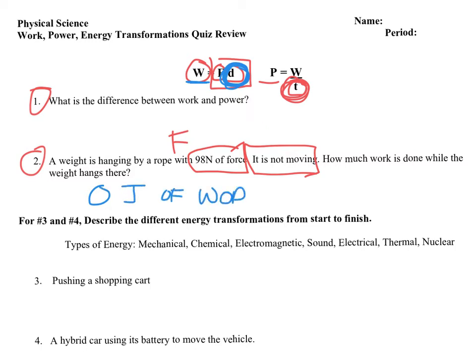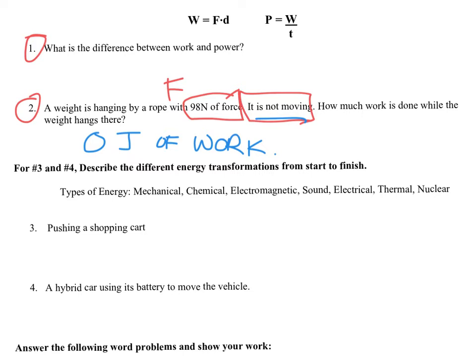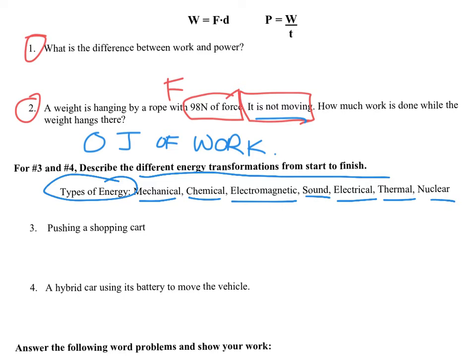The question is why? Well, as we just said, if you're not moving, you're not going a distance. So even if there's a force, that this weight is hanging by a rope, it doesn't matter. If it's not moving, there's no work taking place. Simple as that. If we start looking at question number 3, for 3 and 4 it says, describe the different energy transformations from start to finish for these objects. Remember, the types of energies we've learned so far: mechanical, chemical, electromagnetic, sound, electrical, thermal, and nuclear.